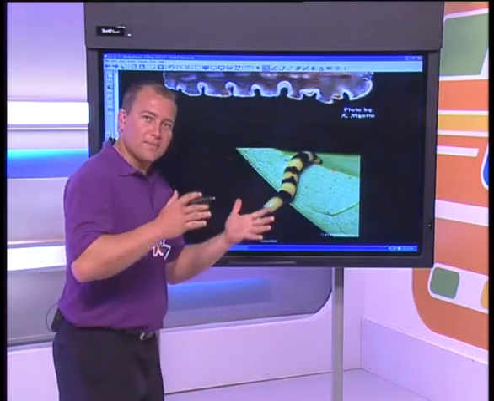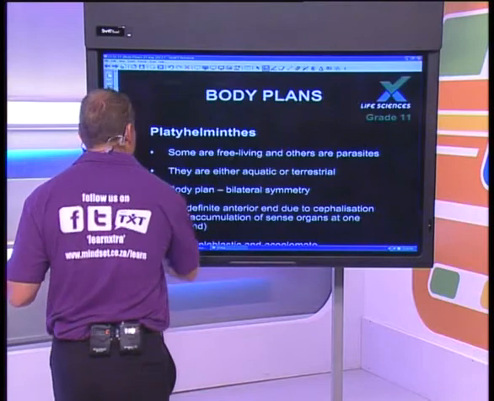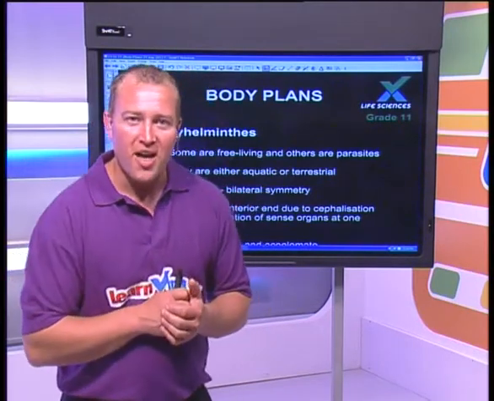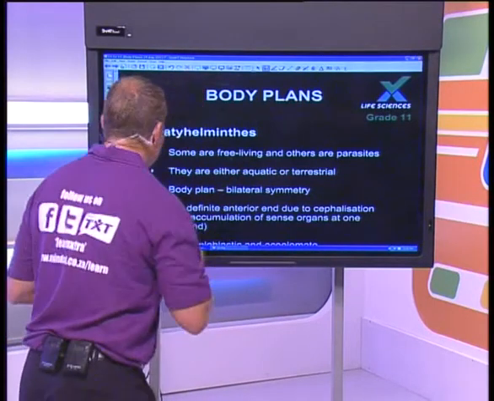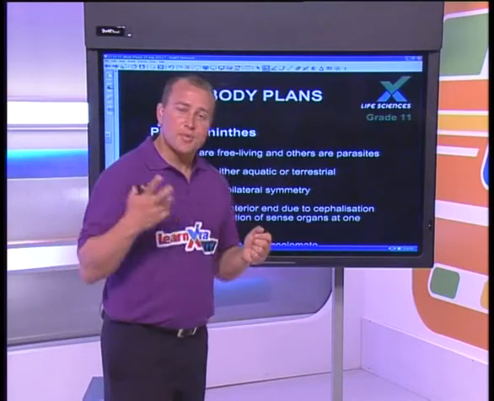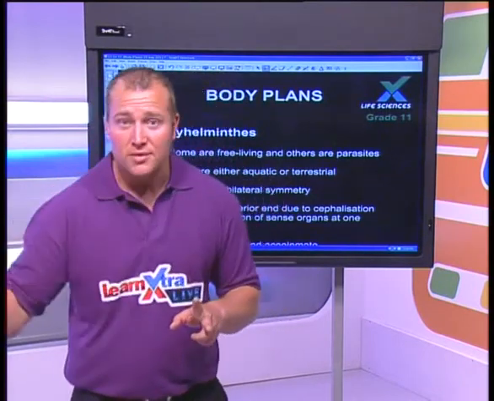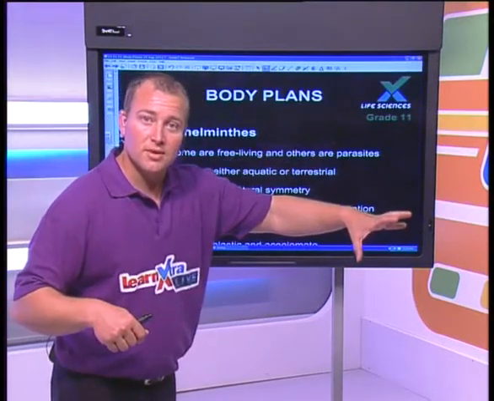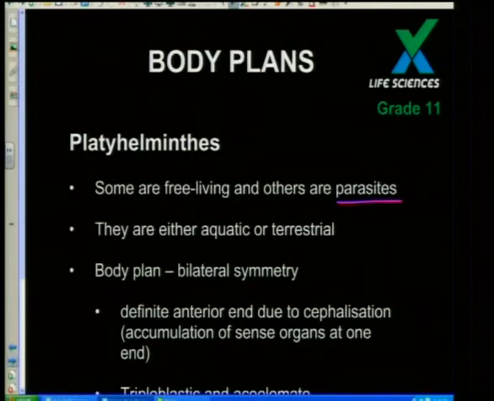Now, the name of flatworms is platyhelminthes. Platyhelminthes, that's what they are. They are flat worms, right? Now, with flatworms there are two types. You get your free living, which means they can live by themselves, and you've got the ones that are parasites. Parasites and free living.